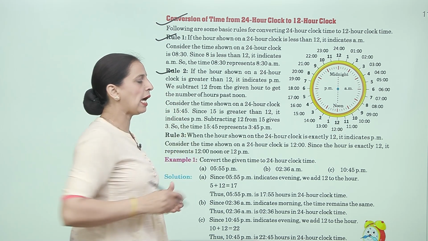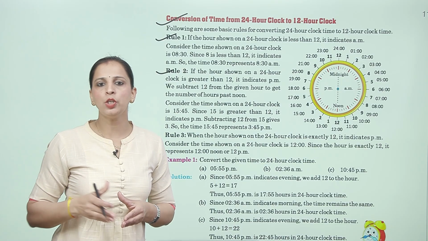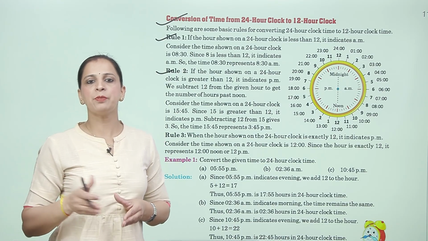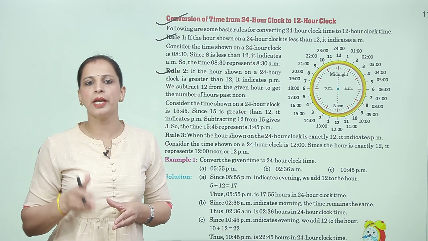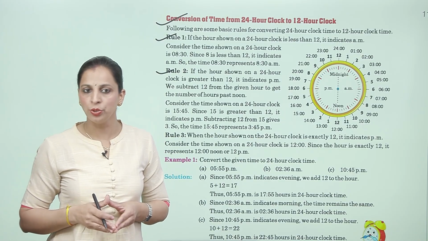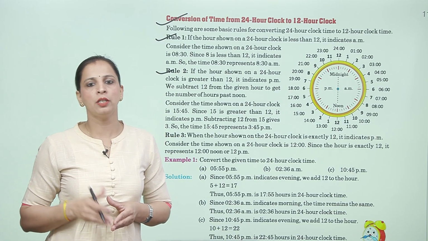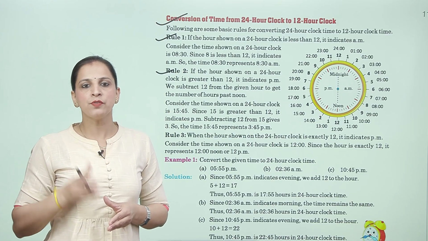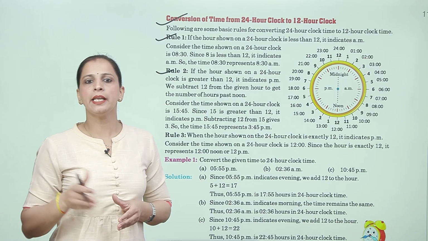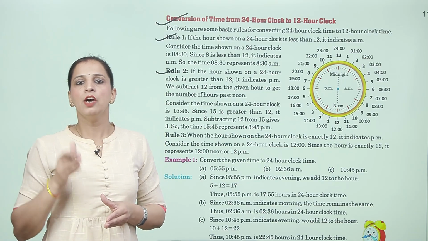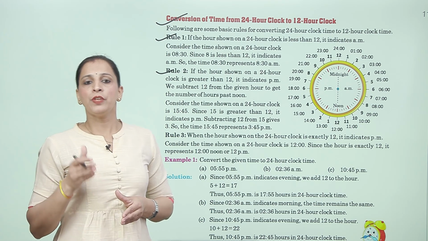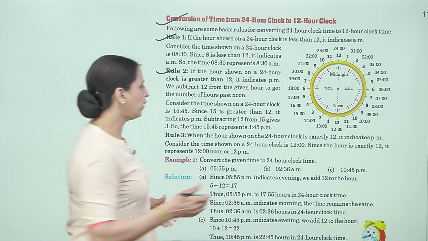Now rule 2. If the hour shown on a 24-hour clock is greater than 12, it indicates PM. We subtract 12 from the given hour to get the number of hours past noon. Consider the time shown on a 24-hour clock is 15:45. Since 15 is greater than 12, it indicates PM. Subtracting 12 from 15 gives 3. So the time 15:45 represents 3:45 PM.